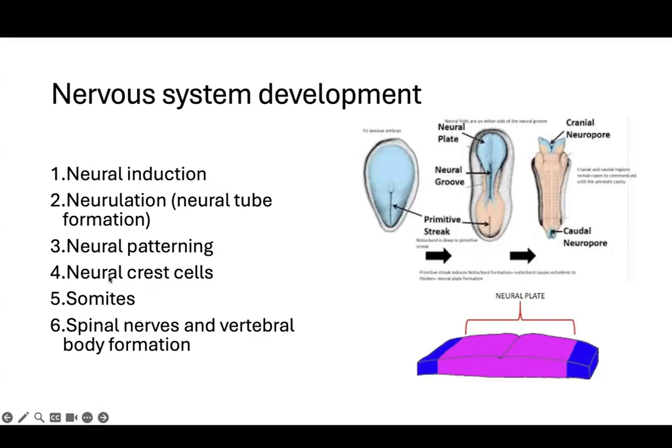And you obviously have the neural crest cells, which have its own form of multipotency to then form the layers of nervous tissue. And then you specialize, subspecialize into somites, spinal nerves, and vertebral body. Somites being just neural glial cells, so associated cells of the nervous system.